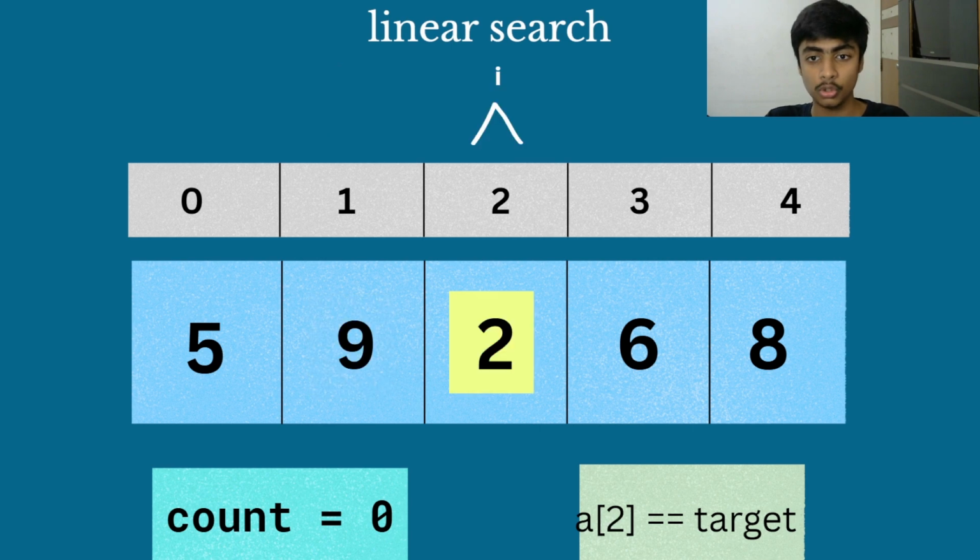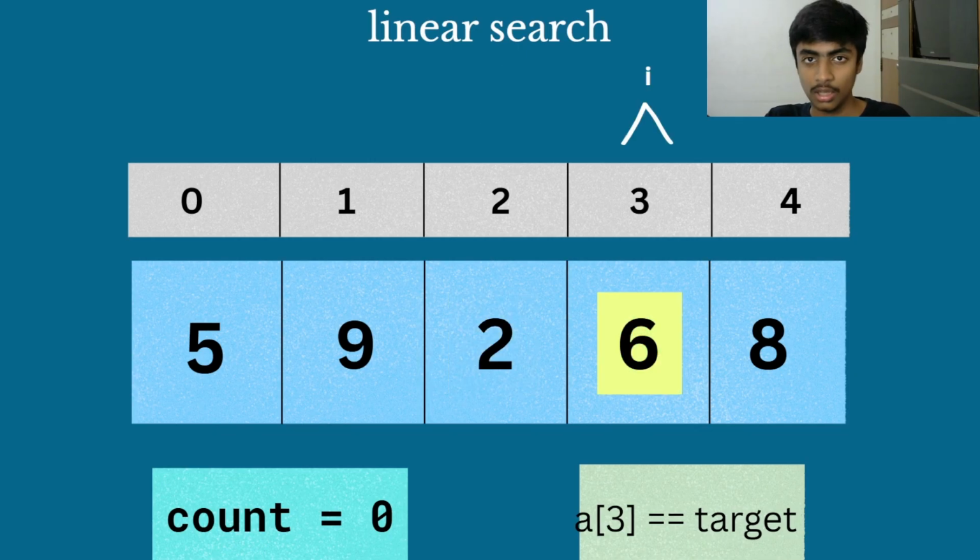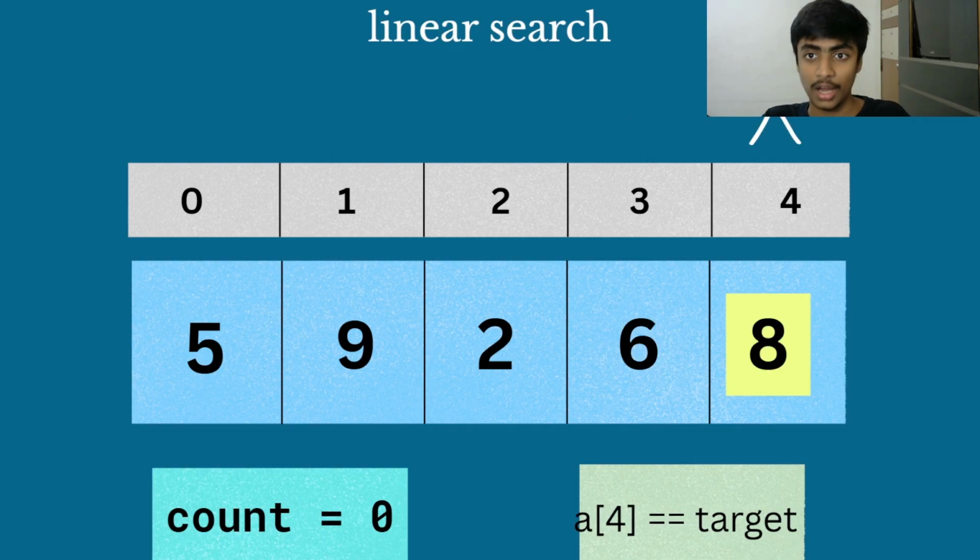Our I increments to 2 and now we're going to check if a of 2 is equal to target. 2 is not equal to 3. This is false, so our count stays as it is. Our I increments to 3. Again the condition is false, our count does not increment. Our I changes to 4. Again the condition is false, so our count ends up as 0.